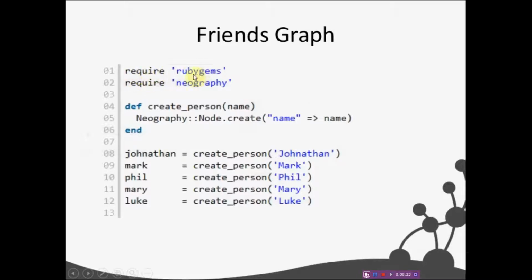For the above graph diagram, here is the backend code. Here we are creating objects: create a person with whatever name you want. Jonathan is equal to create a person, Jonathan. Similarly, all friends are created as objects: Mark, Phil, Mary, Luke.